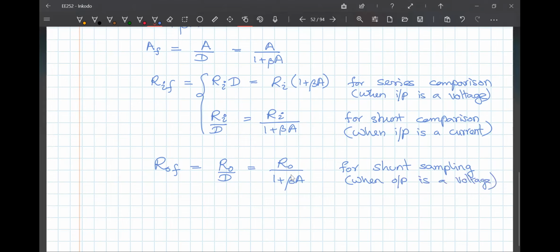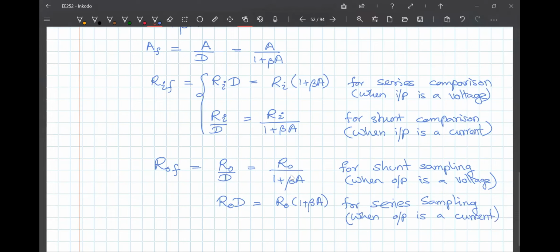And it will be multiplied by D for series sampling. In other words, we are connecting a sampling network in series, so the output impedance increases. So this is when the output is a current. Okay, all right. So these are the things that we looked at so far.